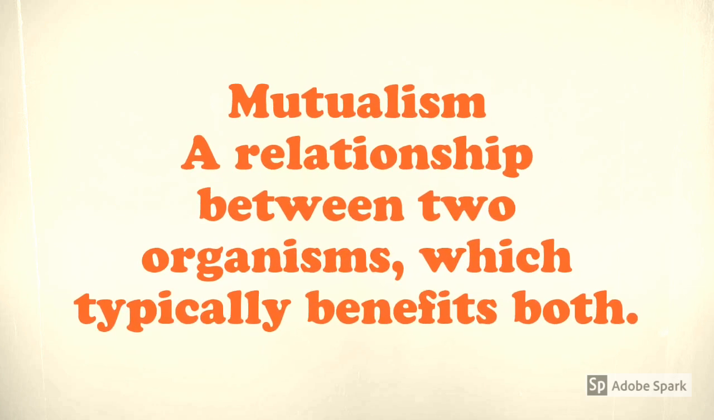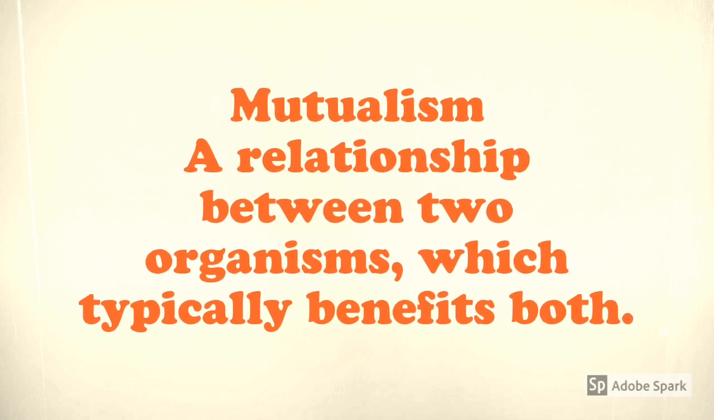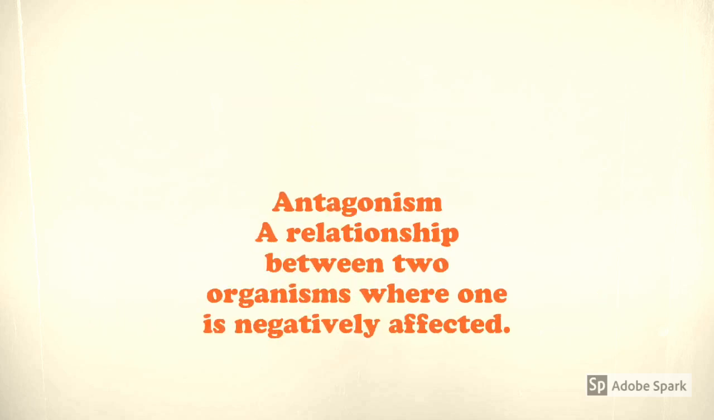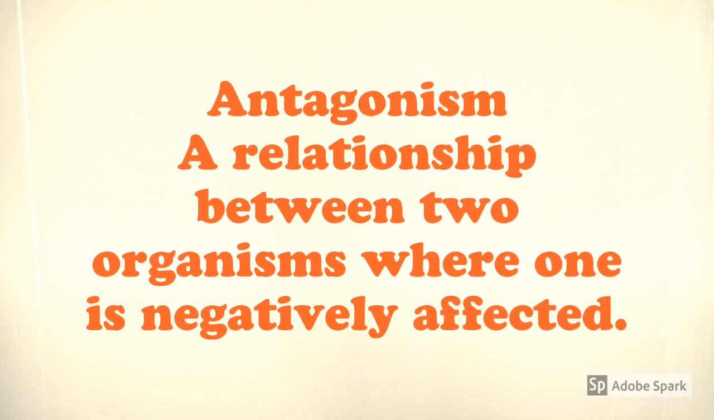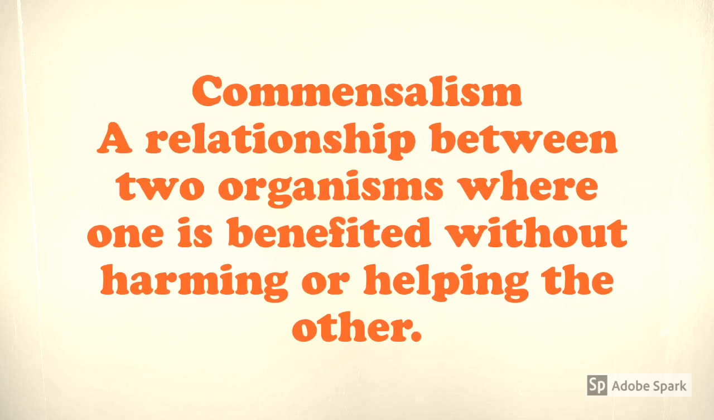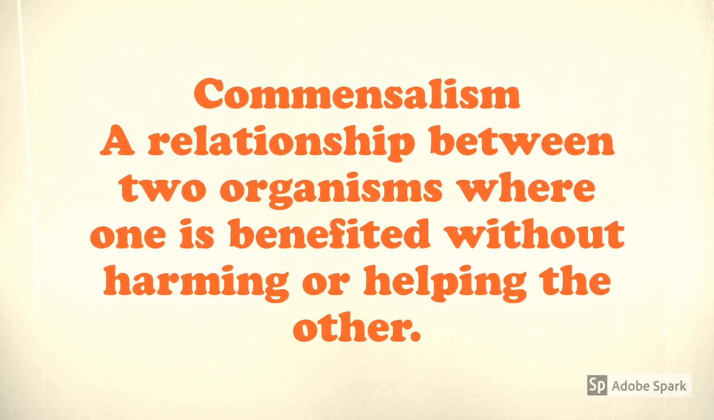Mutualism is a relationship between two organisms where both of the organisms are benefited. Antagonism is a negative relationship between two organisms. One is being benefited and one is being harmed. Usually, the one being harmed dies. Commensalism is a relationship where one is benefited while the other one doesn't really know because it's not being harmed.